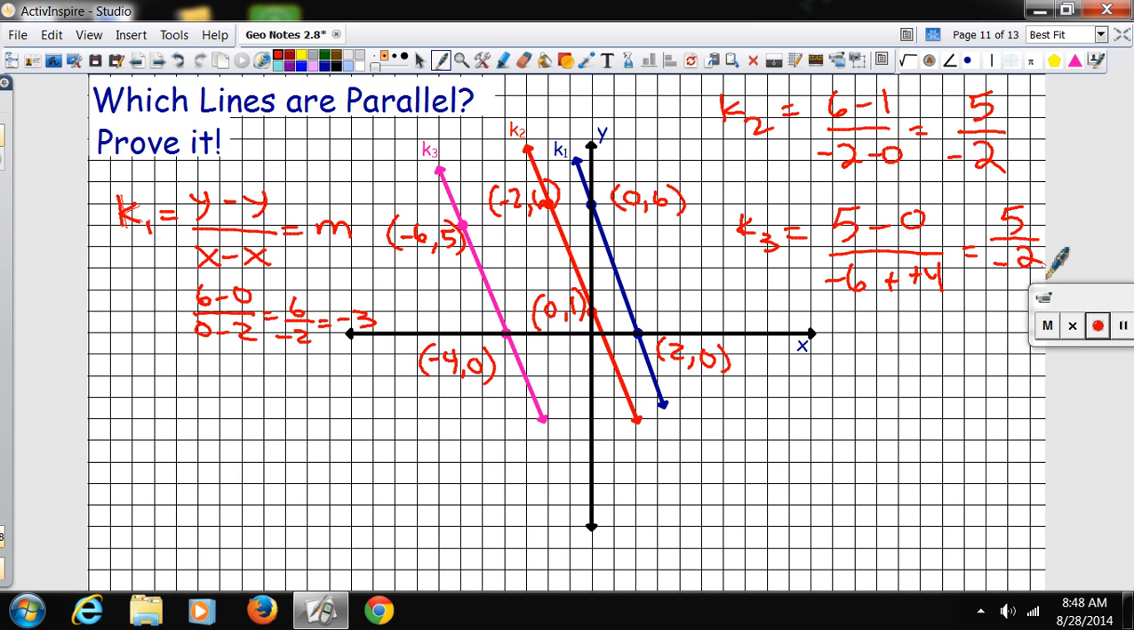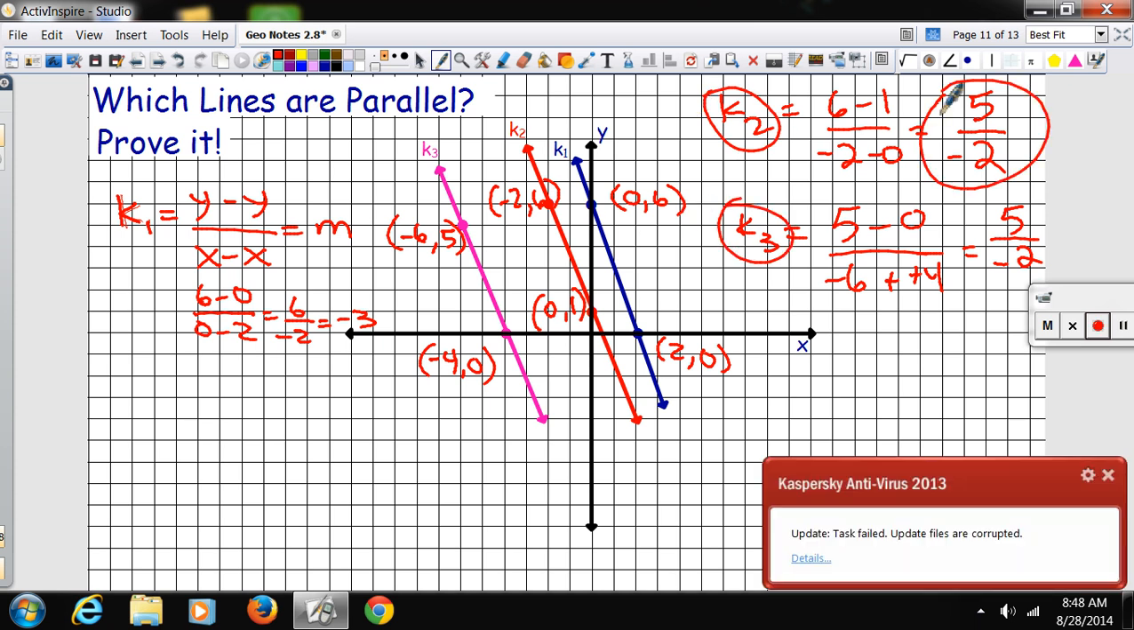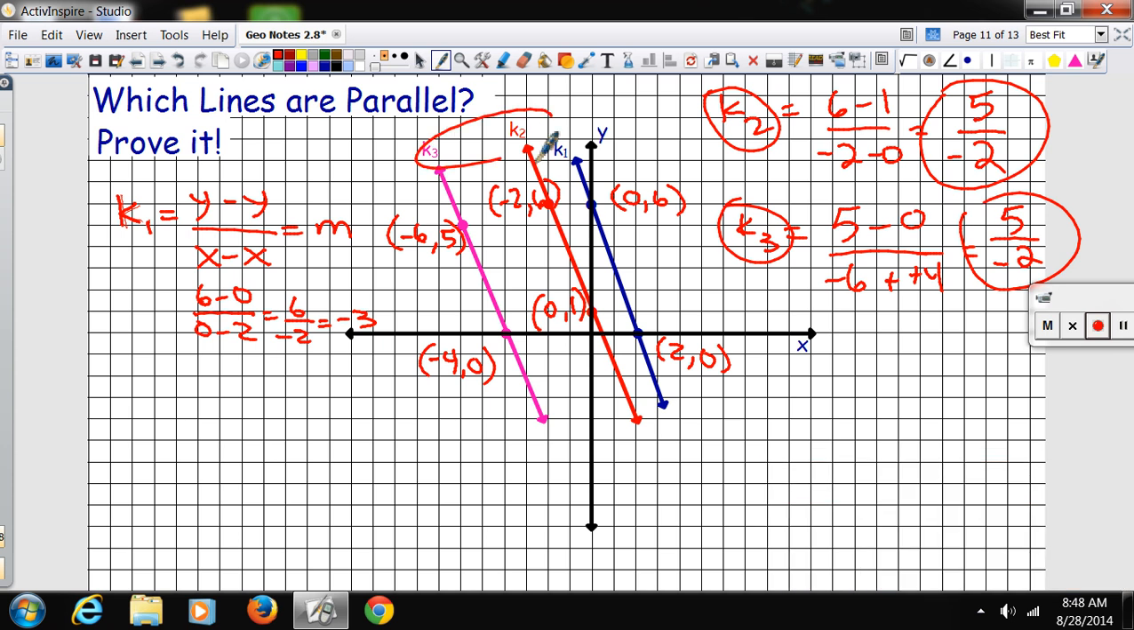Did we just prove two of them parallel? Yes, K2 and K3 have the same exact slope. So those are my two parallel lines right here. K2 and K3. If you follow those two down your picture, those are never going to get closer to each other. Those will stay the same distance apart the whole way. So that's proving that lines are parallel by showing that they have the same slopes.